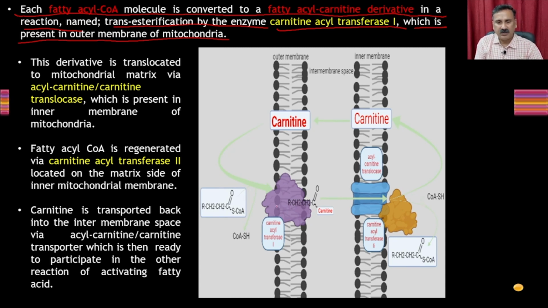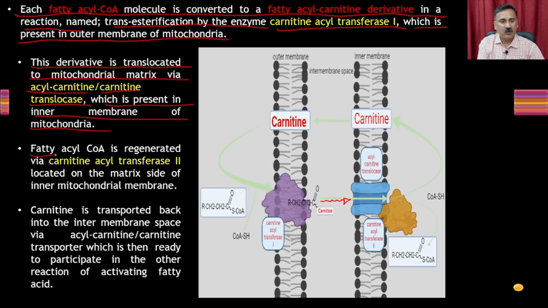So the carnitine protein is tagged, and then this derivative is translocated to the mitochondrial matrix by the acyl carnitine translocase, which is present in the inner membrane of the mitochondria. So in the first step, they take the fatty acid, and the fatty acid is tagged with the carnitine protein. Once this happens, it gets a particular type of token, and with the help of this token, it gets inside the inner mitochondria.